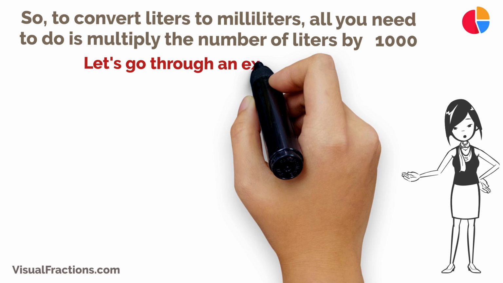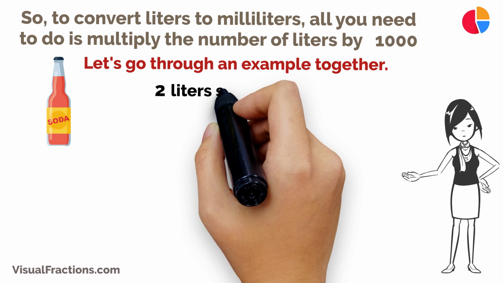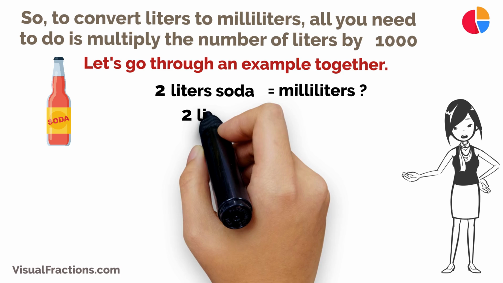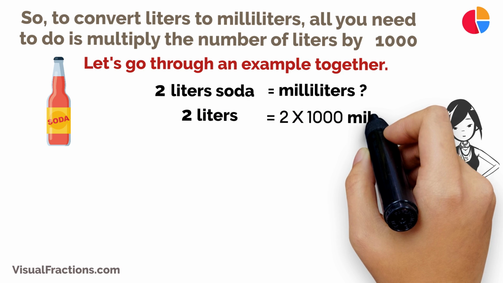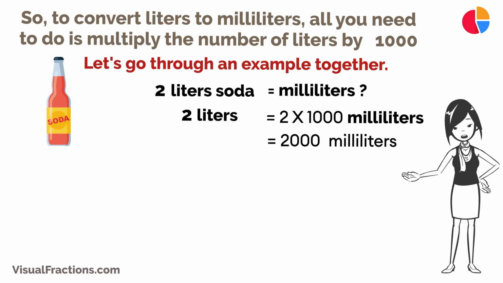Let's go through an example together. Imagine you have a bottle of soda that contains 2 liters of liquid. To find out how many milliliters that is, we multiply 2 liters by 1,000. That gives us 2,000 milliliters. It's as straightforward as that.